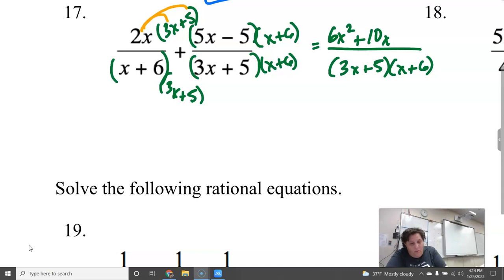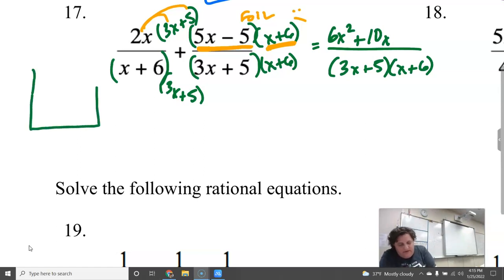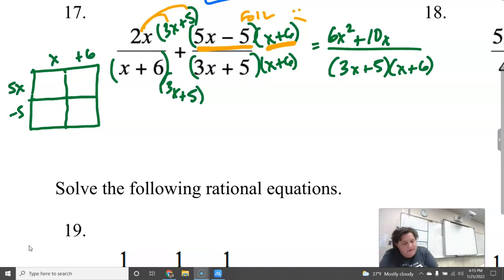Now, when I multiply this, because it's a binomial times a binomial, something with 2 terms times something with 2 terms, I actually have to do FOIL. Sorry, but that's what we got to do. I'm going to do FOIL right over here. I'm going to use the box. If you don't want to use the box, don't, but I'm going to. 5x minus 5 times x plus 6. Here's what I get.